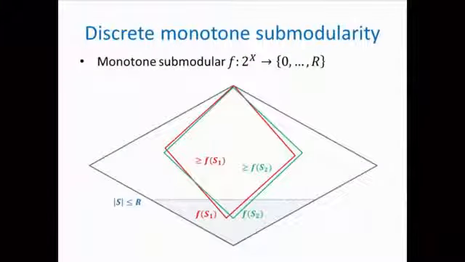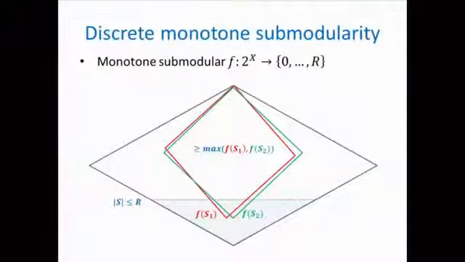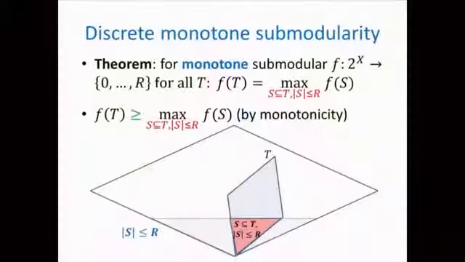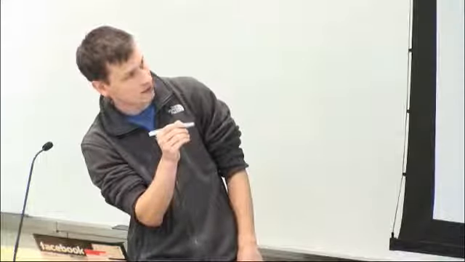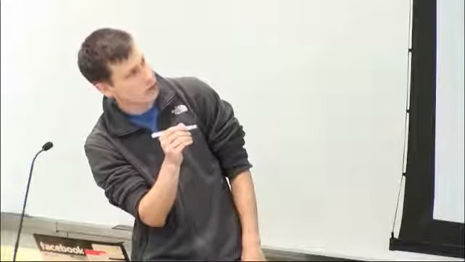Now if I take another set S2, here on the bottom, and I consider the region of points above S2, the value is at least f of S2. So if I intersect these two regions, then the value will be at least the max of f of S1 and f of S2 in the intersection of these two regions. So the naive approach, given this observation, is to write the following formula. For every point t in the domain, I can try to express f of t as a maximum over all subsets S of t of size at most r of f of S.